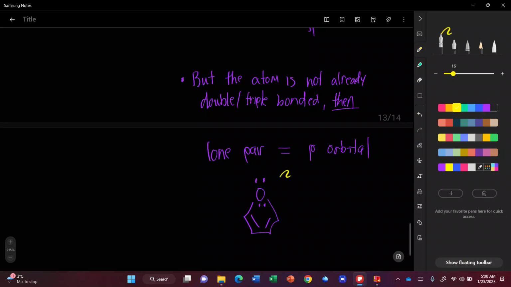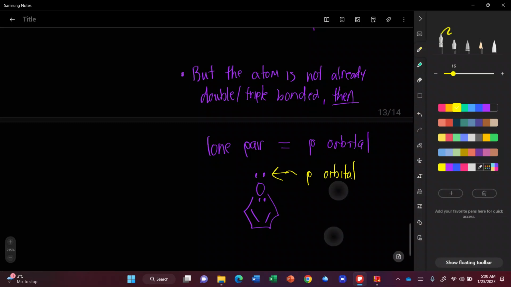Both of those. Actually, not both of them. Sorry. One of the lone pairs would be in a p orbital. And remember, I'm putting this one in a p orbital so that it can resonate.